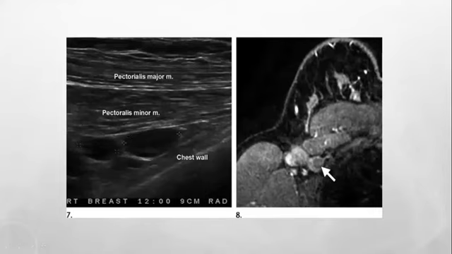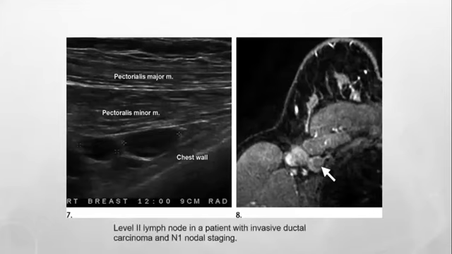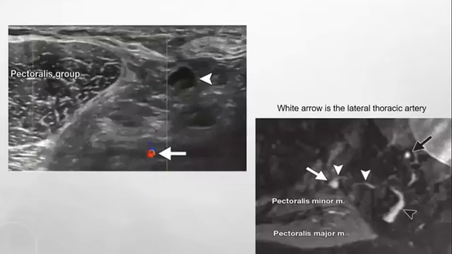No answer? Level 2. Okay. We said lateral to the pectoralis minor is level 1. Posterior to the pectoralis minor is level 2. And medial to the pectoralis minor is level 3. Okay. So here, this is the pectoral group, vessels, and this is the lymph node on ultrasound.